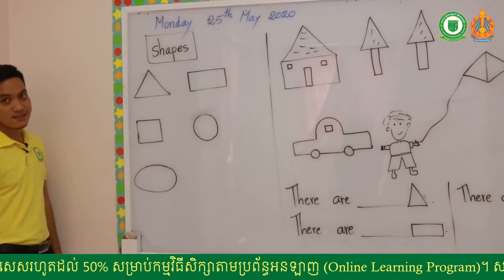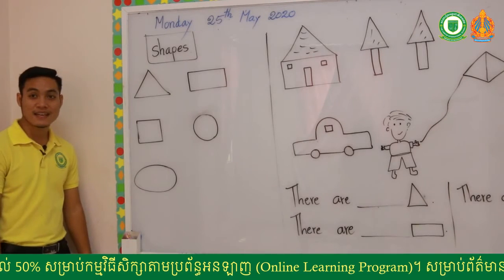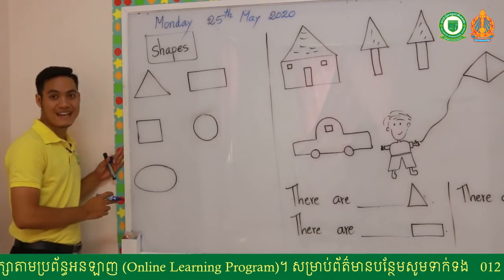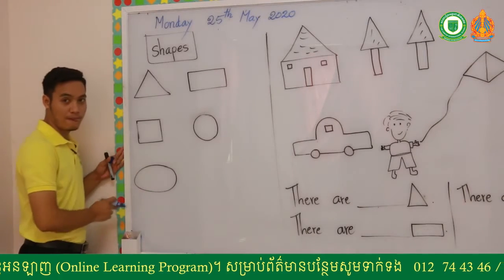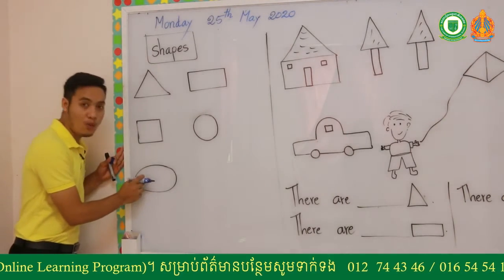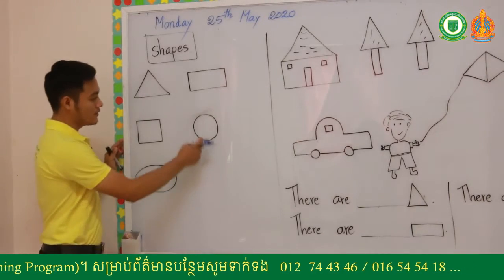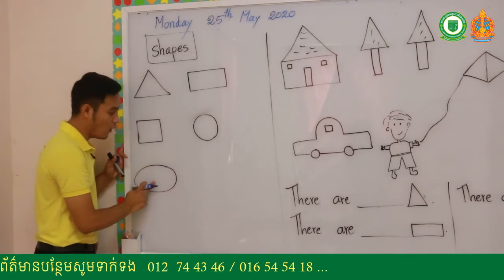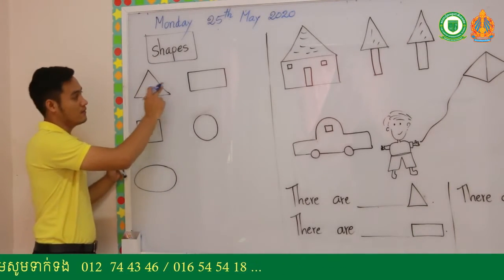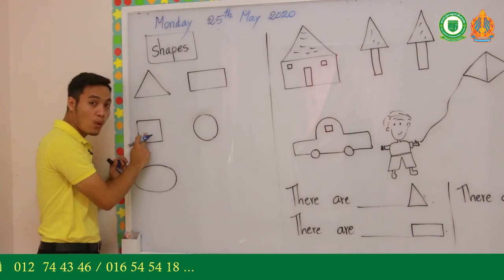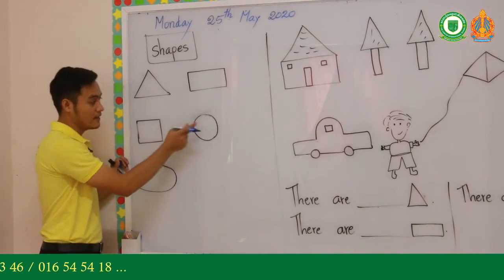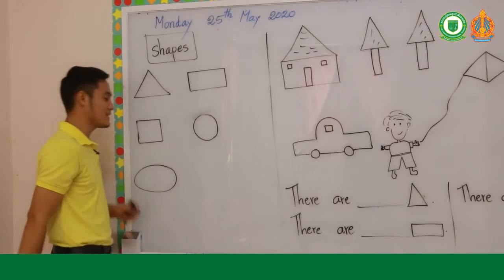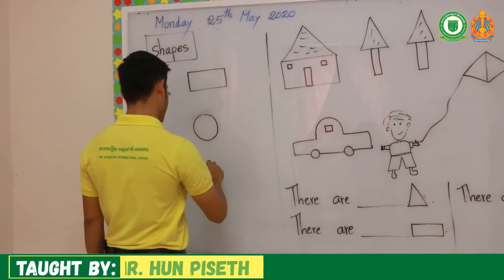And the next one is, what shape is this? This one is oval, right? Oval. Read together, oval. Okay, repeat, oval. Good, oval. Circle, oval. Triangle, rectangle, square, circle, oval. Nice.